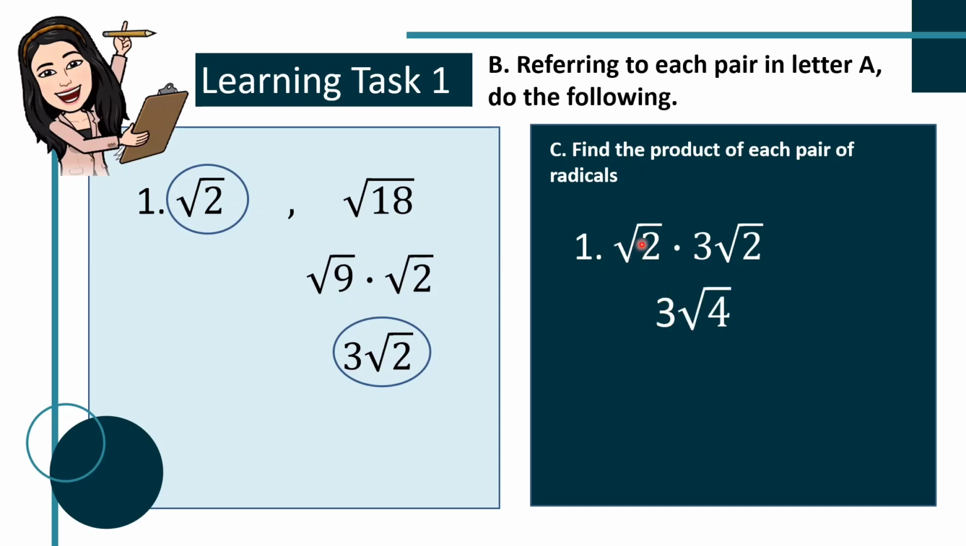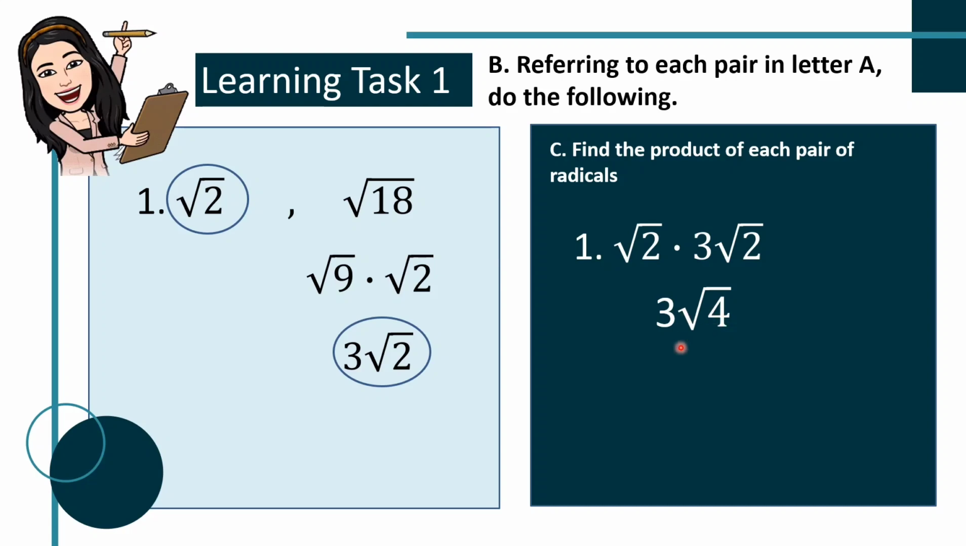And then square root of 2 times 2, that is 4. Nakuha? Okay. Next is to simplify. Ang square root of 4 ba is already in its simplest form? Okay, hindi pa po. Kasi square root of 4, 4 is a perfect square. So therefore, we can extract the root.